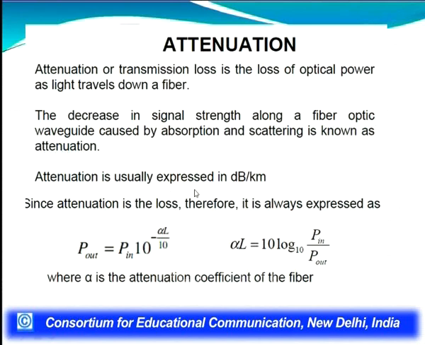Attenuation is usually expressed in dB per km. Since attenuation is the loss, therefore it is expressed as P out, power out, is equal to P in times 10 power minus alpha L by 10. We know that alpha L is equal to 10 log10 of P in divided by P out, which defines alpha L, where alpha is the attenuation coefficient of the fiber. This basically depends upon the P in and P out. Here we also talk about the loss of the optical power.